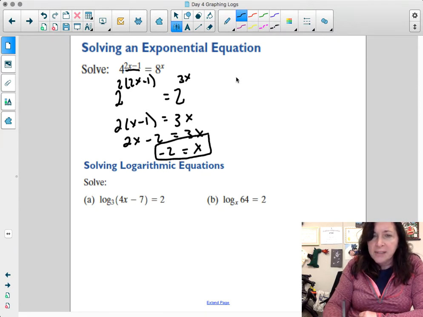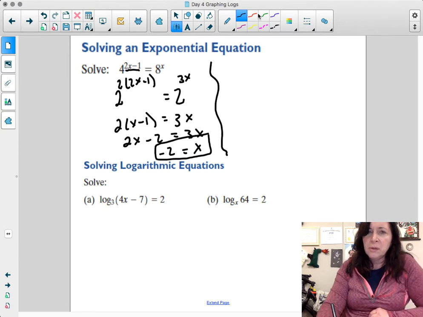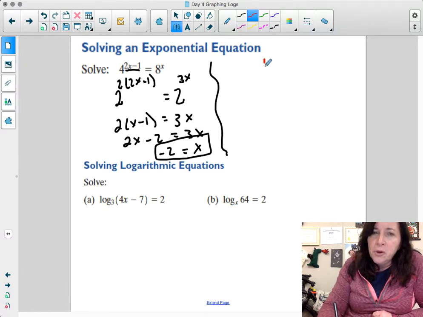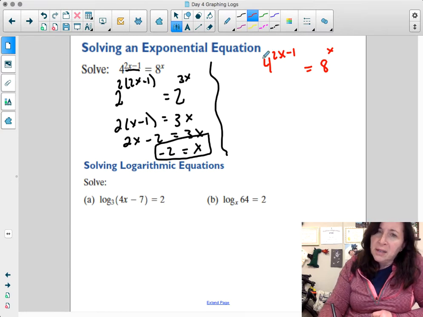Now, I said that there were two ways to do this, so let me show you the other way that you have a choice of doing. If you have 4 to the 2x minus 1 is equal to 8 to the x power, what we talked about in the previous lesson, Logarithms Introduction, was to take these values that are in our exponent out front.